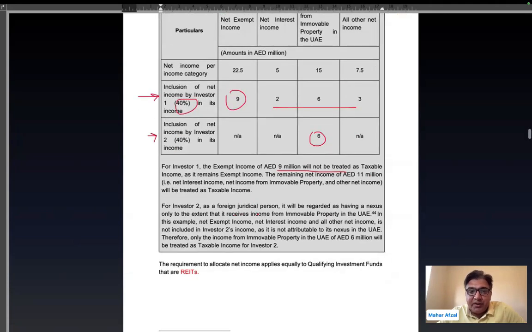Investor 2, a foreign juridical person, will be regarded as having a nexus. Basically, exempt income will not be subject to tax, because three types of income are subject to tax for the non-resident investor: nexus, UAE-sourced income, or a PE of the non-resident person. This is not a PE, only nexus income. This nexus income will be subject to tax in the hands of the investors.